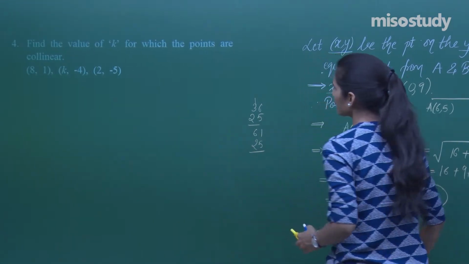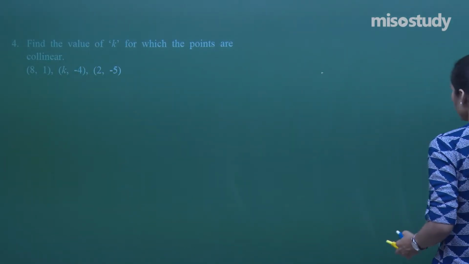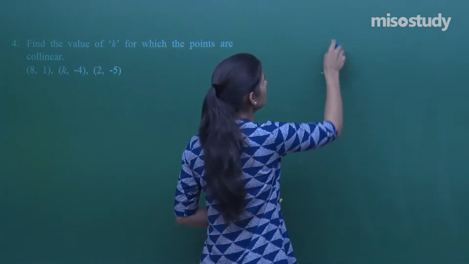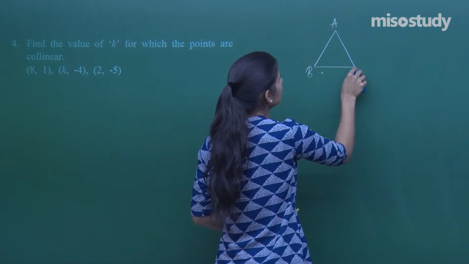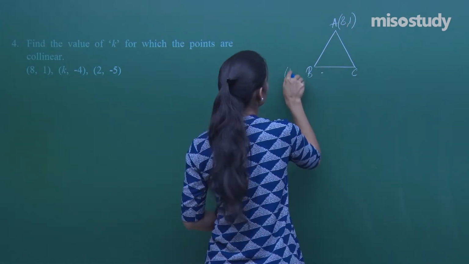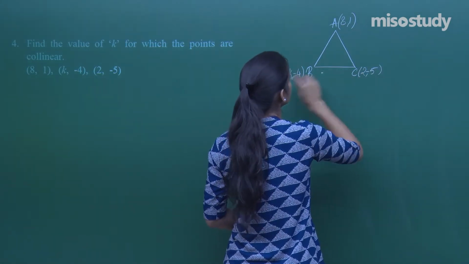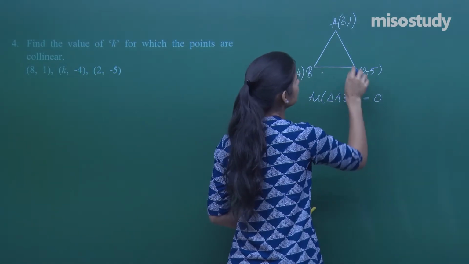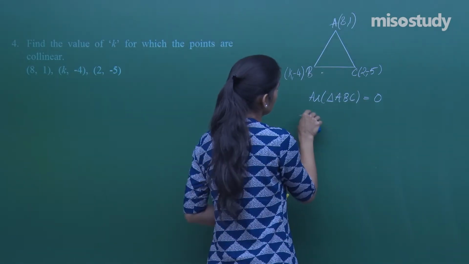It says find the value of k for which these 3 points are collinear. You know that we have done this in theory, that 3 points are collinear provided the area of the triangle with these 3 points as the vertices is 0. So area of this triangle will be 0, which has these 3 as its vertices, (8, 1), (k, -4) and (2, -5). So area of triangle ABC is 0 because these 3 points are actually collinear, so they are not going to form a full-fledged triangle. What is the formula for area?